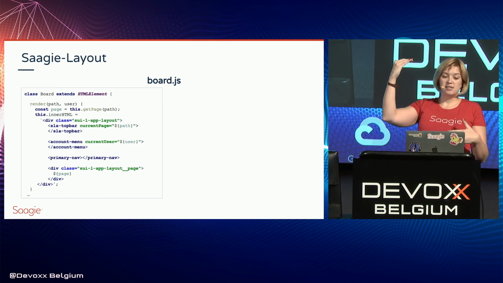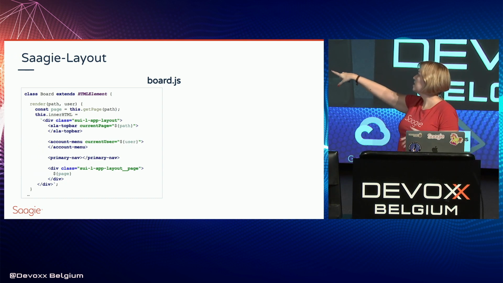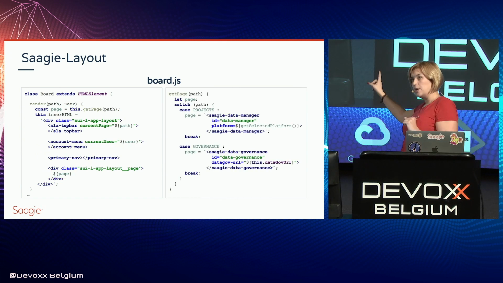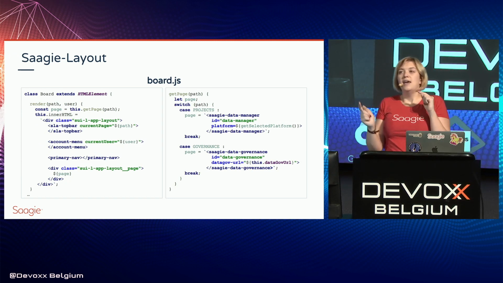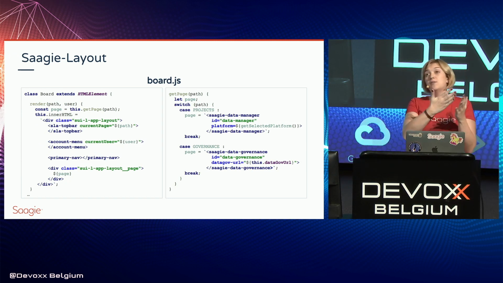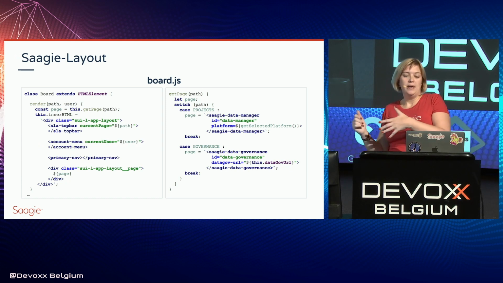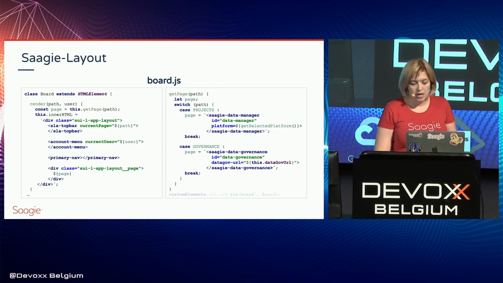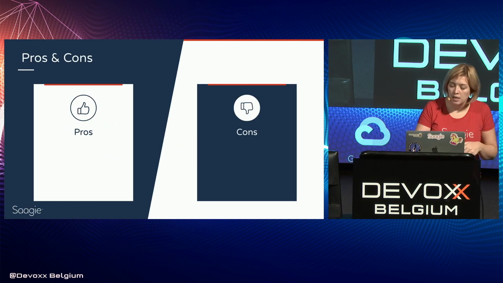So it declares the SLA top bar and the account menu and the primary nav, and then it declares something which is the page you're seeing there. And this page variable is obtained by calling the getPage method. And the getPage method is going to look at the path, and in function of the request the user has made, is going to send back the data manager component or the data governance component. And then you register it like any other web component, and you're done.